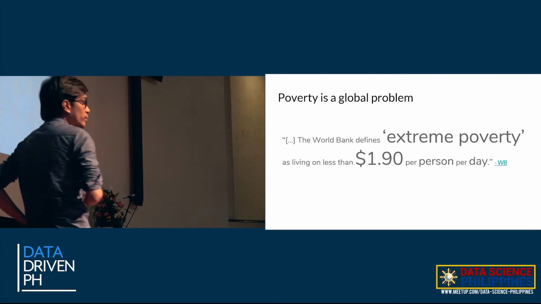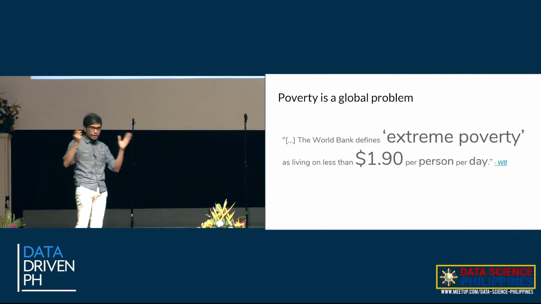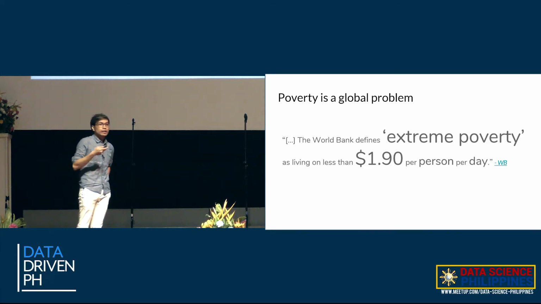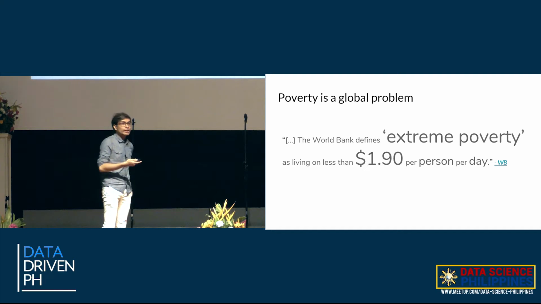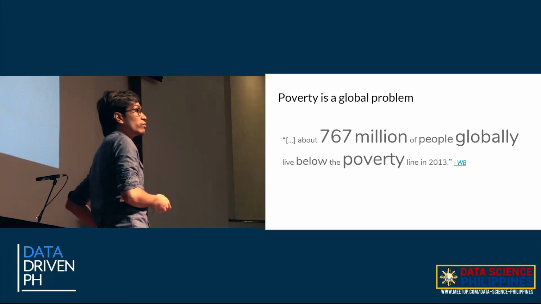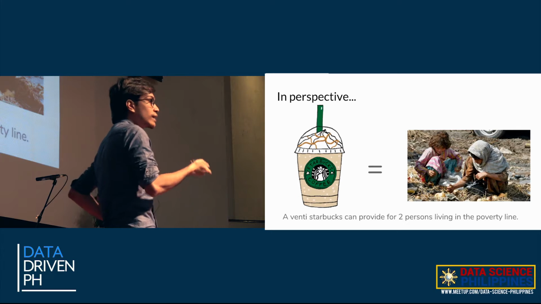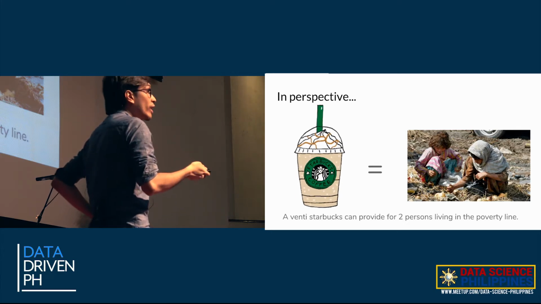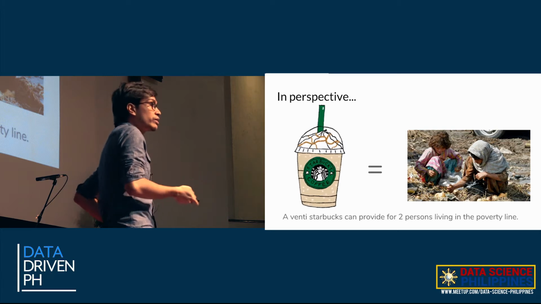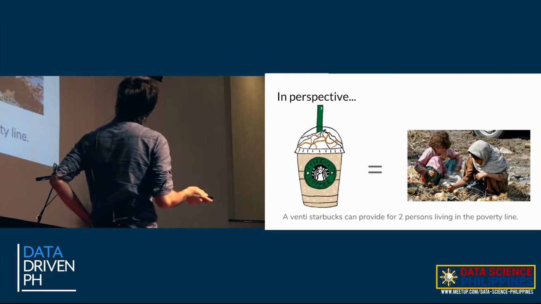First, we need to know that poverty is a very crucial problem that the world is facing. For example, the World Bank defines extreme poverty as living with less than $1.9 per person per day, right? And it says that 767 million people globally live below the poverty line. So what does that mean? In perspective, by buying a venti-sized Starbucks, you can already provide for 2 persons living in the poverty line. If you think about it, it's a very, very big problem.